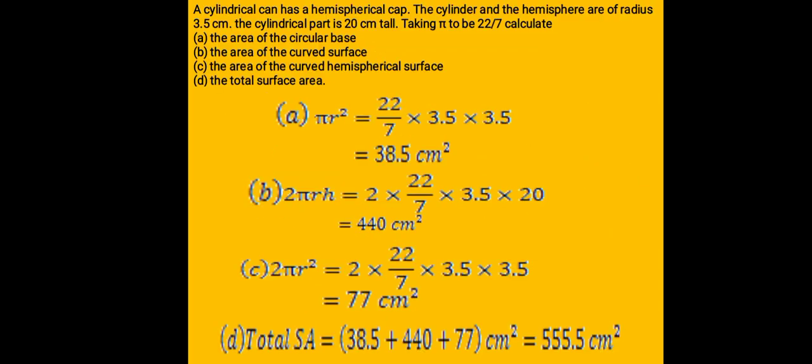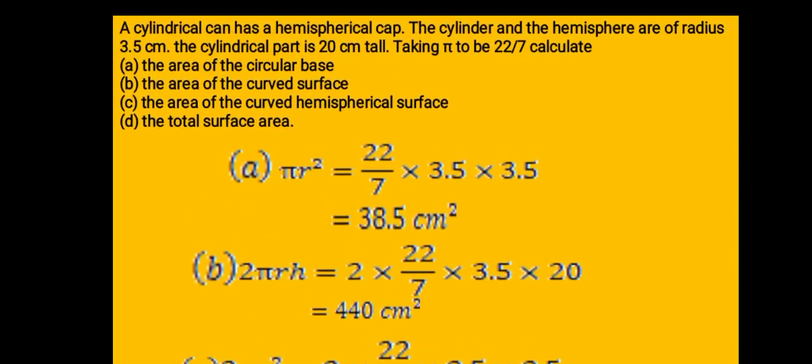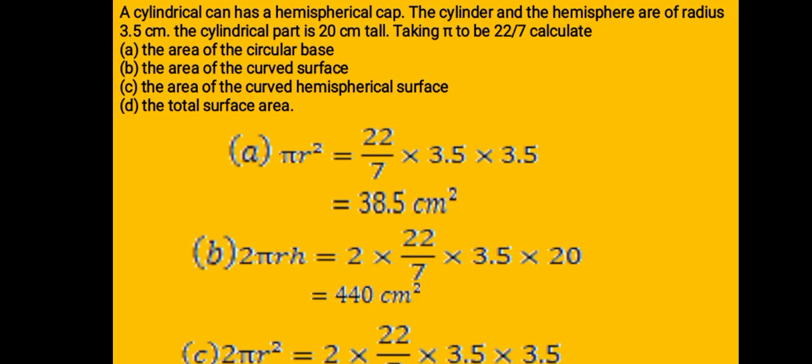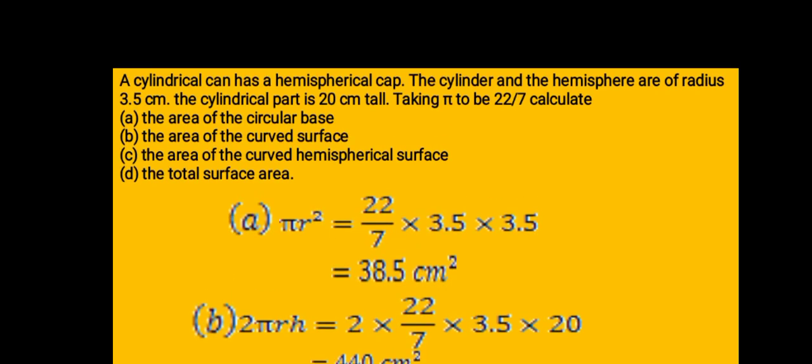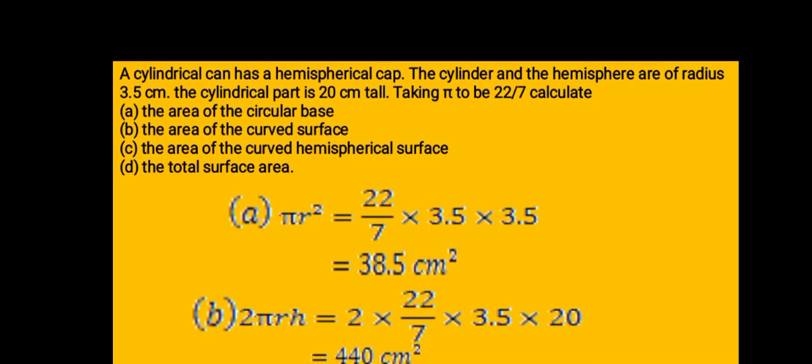A cylindrical can has a hemispherical cap. The cylinder and the hemisphere are of radius 3.5 centimeter. The cylindrical part is 20 centimeter tall. Taking pi to be 22/7, calculate A, the area of the circular base, B, the area of the curved surface, C, the area of the curved hemispherical surface, and D, the total surface area.